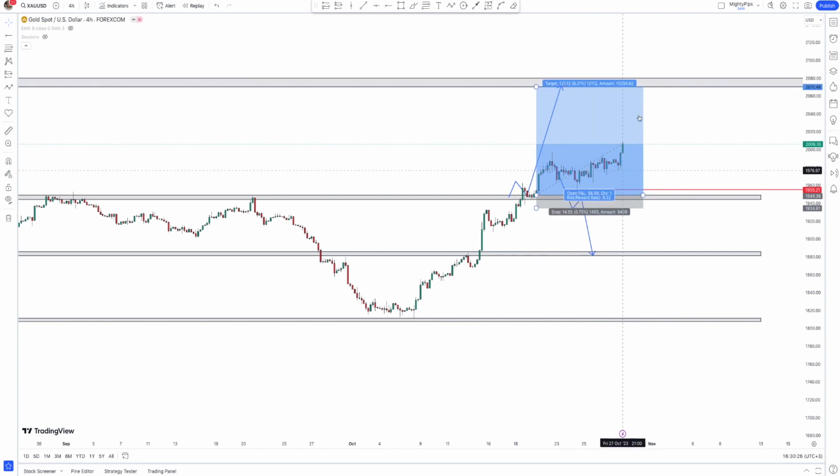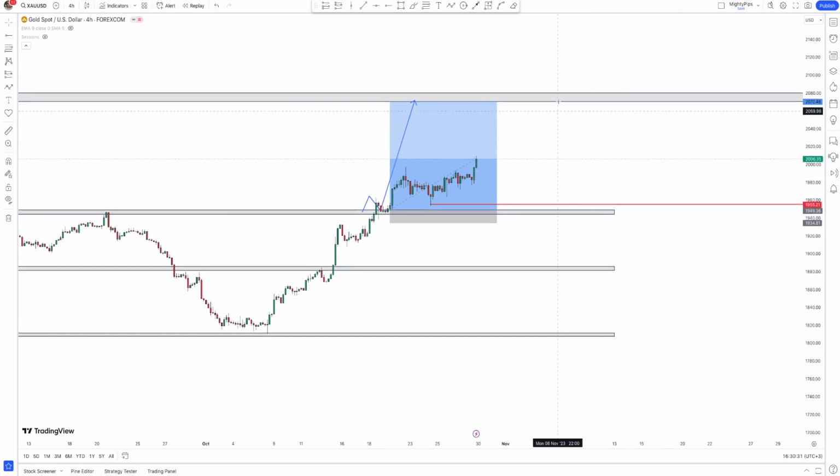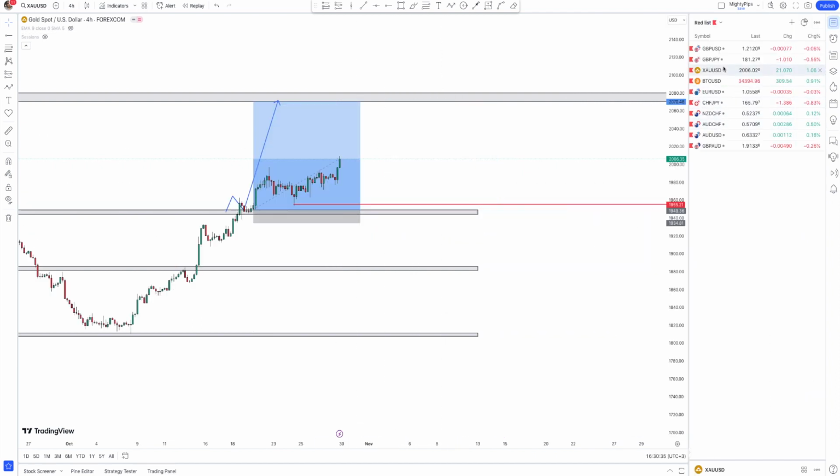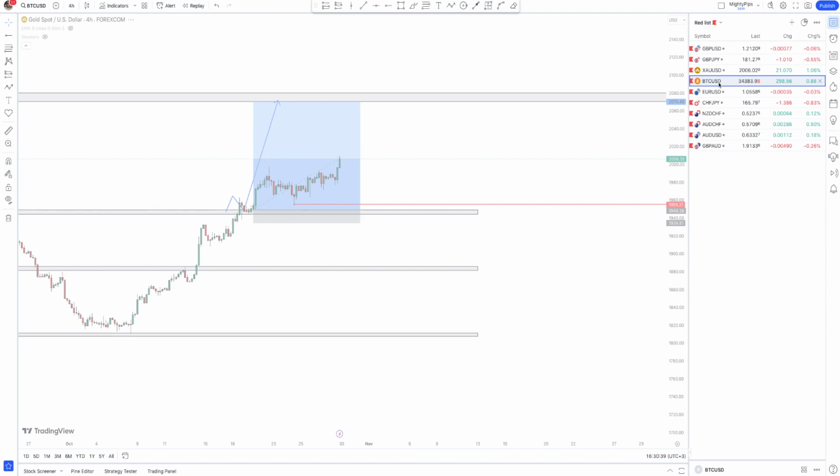So for this week, we will still continue holding gold to that level, okay? So that is the scenario for gold. That's the update. And then we'll look at Bitcoin.